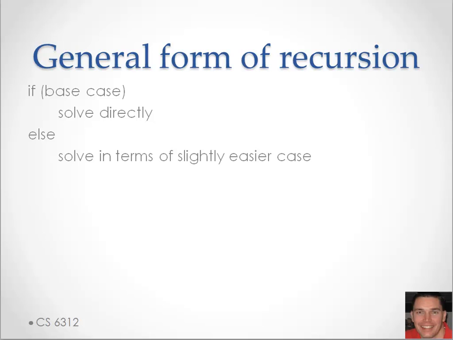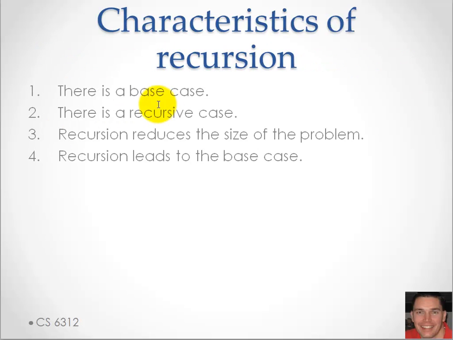So what are the characteristics now of recursion? One, we have to have a base case. Two, there is a recursive case. In other words, we can define the problem in terms of itself. Three, the recursion reduces the size of the problem. If we're breaking this problem down, the recursive case has to make the problem smaller. And four, the recursion has to lead to the base case.